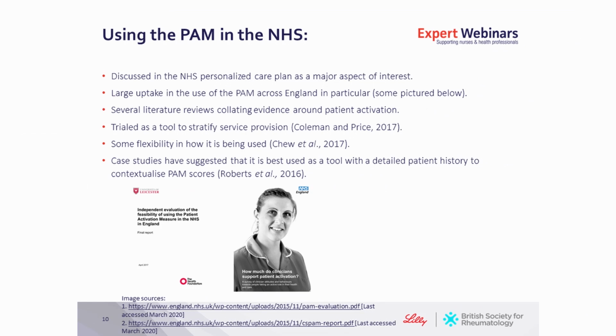There's also been a large uptake in the use of the PAM as a measure of patient activation across NHS England in particular, as around 40 clinical commissioning groups have been using the PAM and have licences to do so in specific projects. It's been trialled as a tool to stratify service provision to determine what self-management support to offer people when they come into a specialist service. And I've linked in the references here to one example of such.